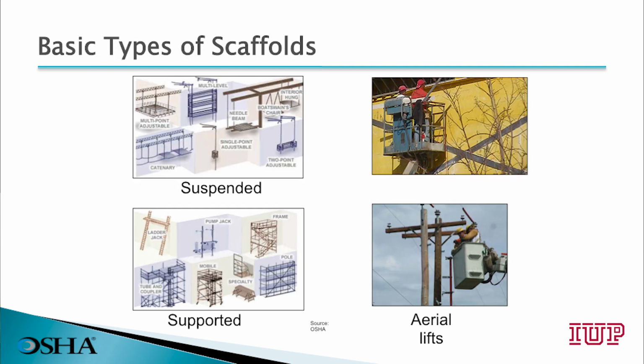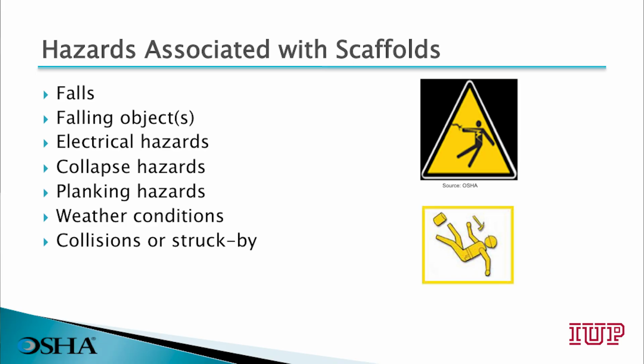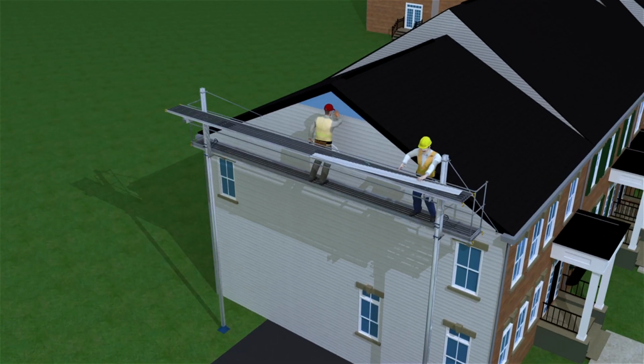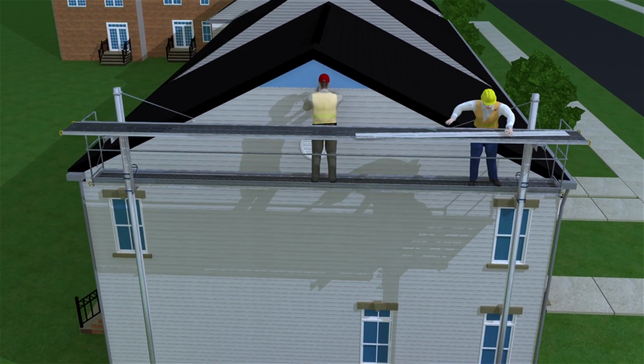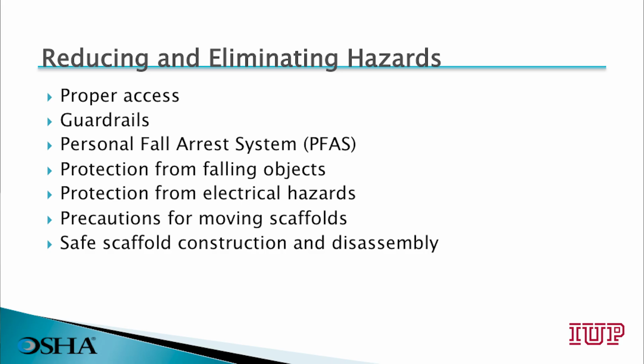The basic types of scaffolds you may find on a job site include suspended scaffolds, supported scaffolds, or aerial lifts. The hazards associated with scaffolds include falls, falling objects, electrical hazards, collapse hazards, planking hazards, weather conditions, and collisions or struck-by. To reduce or eliminate hazards, scaffolds need to have proper access, compliant guardrails. If we are lacking a guardrail, personal fall arrest systems, protection from falling objects, protection from electrical hazards, precautions for moving scaffolds, and safe scaffold construction and disassembly.